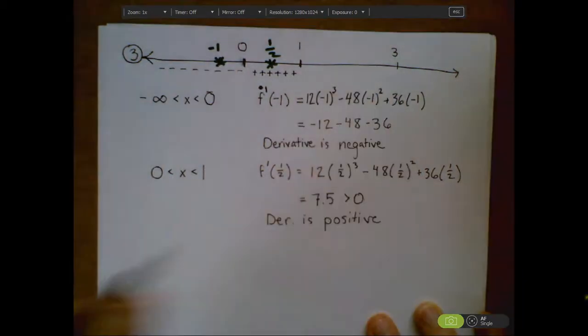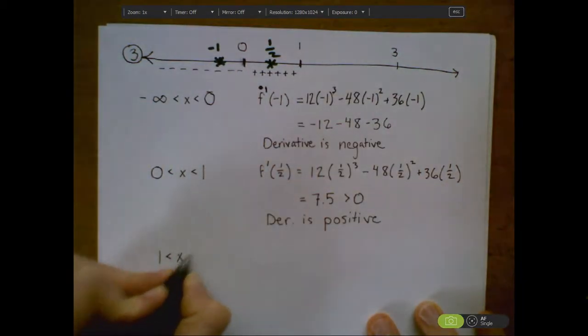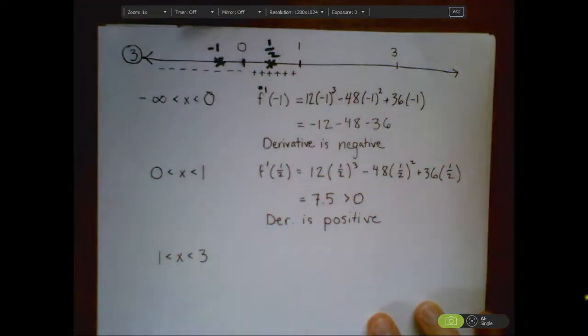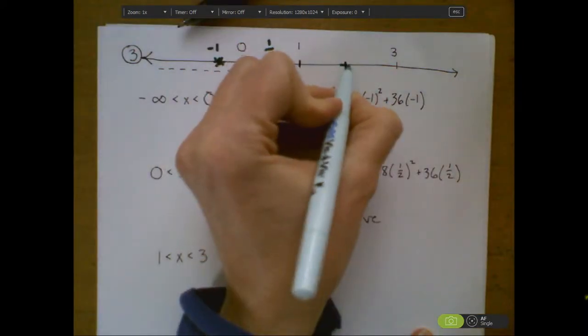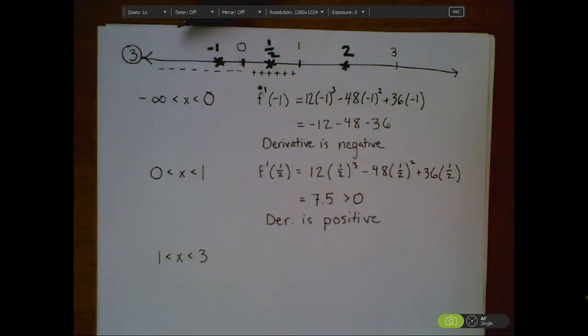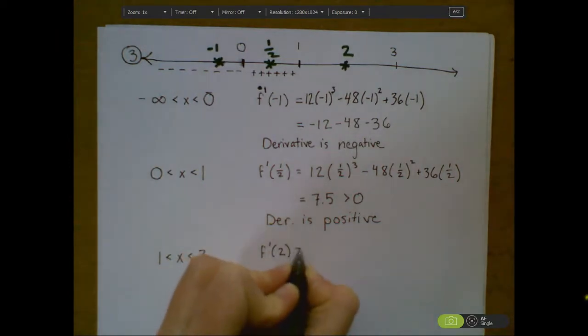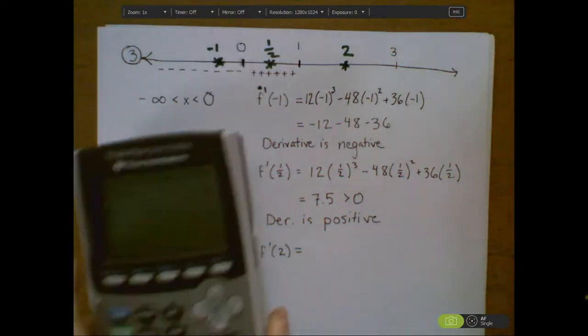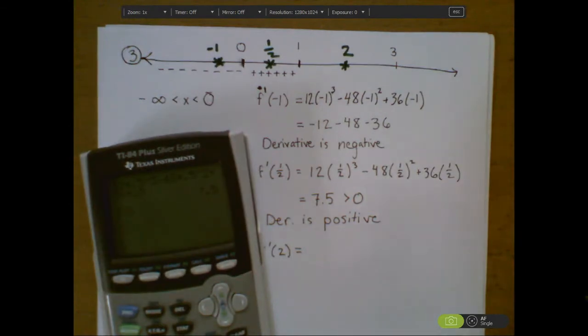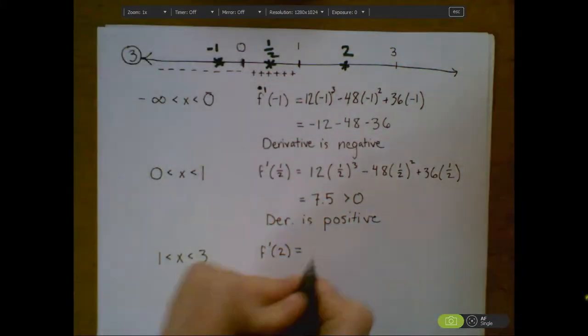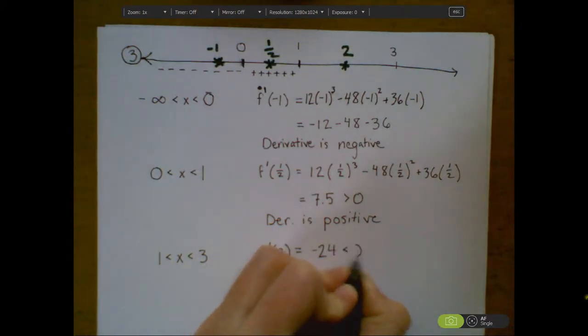Now let's look at the next interval, the interval from 1 to 3. Again, I can choose any point I want in this interval, and I'm going to choose the point 2, just because it's easy. And we see that f prime of 2, rather than writing it all out, I'm just going to do it on my calculator. We see 12 times 2 to the third minus 48 times 2 squared plus 36 times 2 is negative 24. And that's negative.